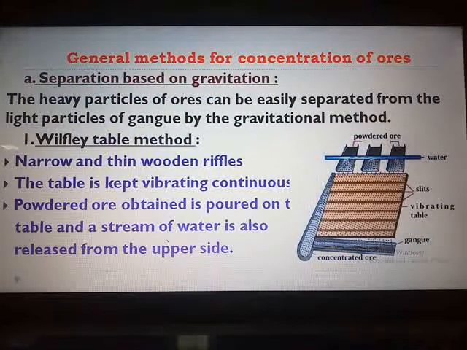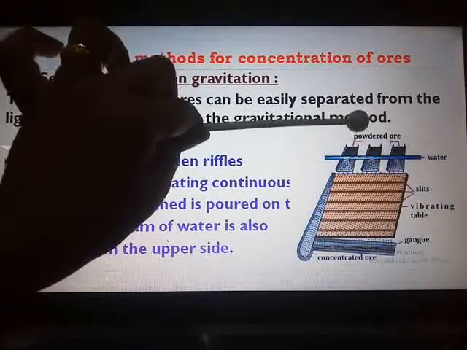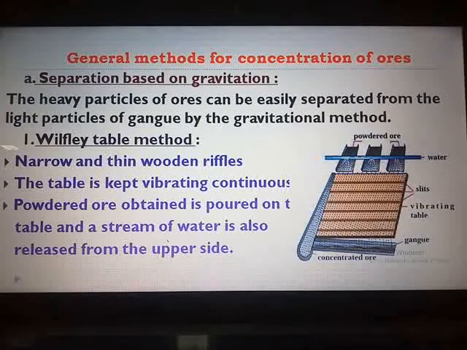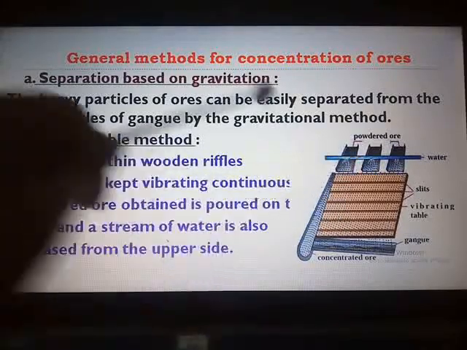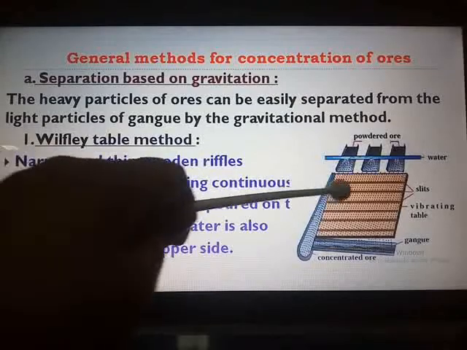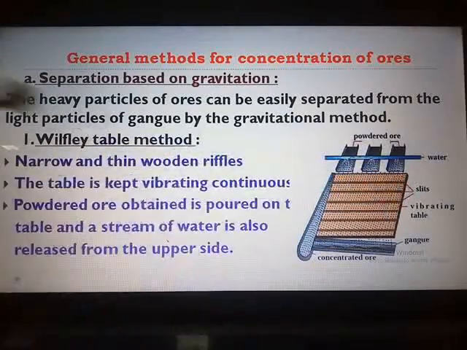What happens over here? The lighter gangue particles, the lighter particles of impurities, are carried away along with the flowing water, and you can see here it is placed in an inclined manner. The wooden riffles are on an inclined surface so that the flowing will become easier. So the lighter particles are carried away. What about the heavier particles? The heavier particles, in which the proportion of minerals is more and the proportion of gangue is less, are blocked by the wooden riffles and get collected on the slits. You can see the slits in between them.